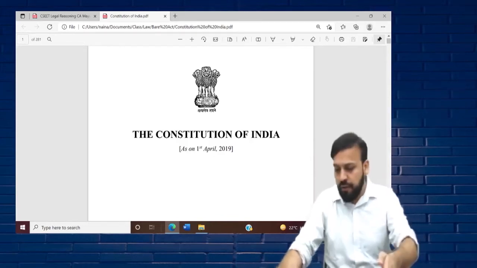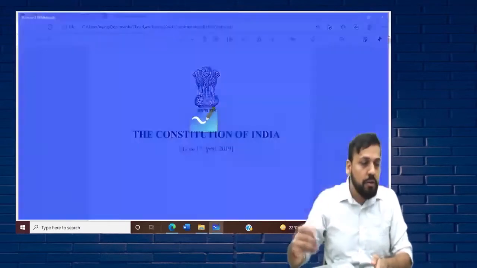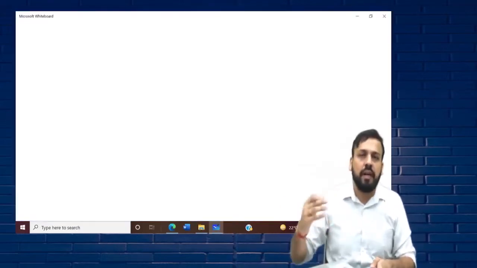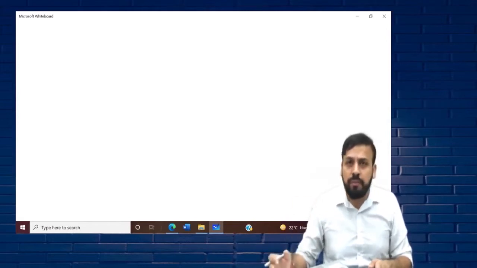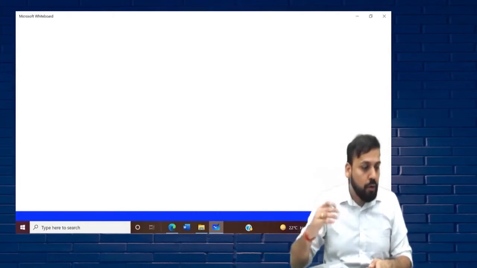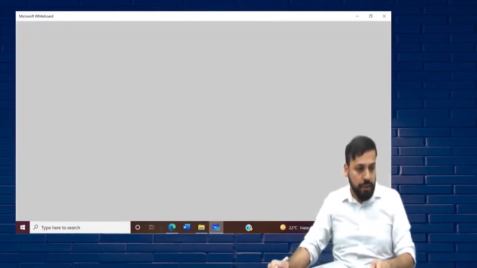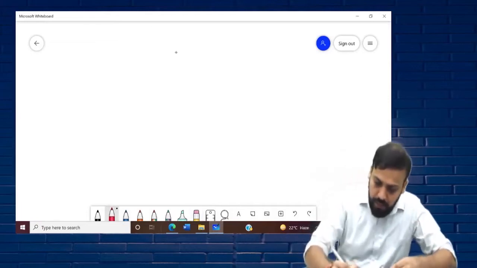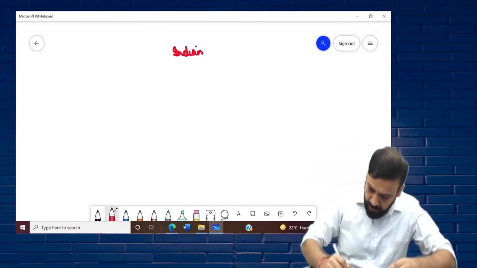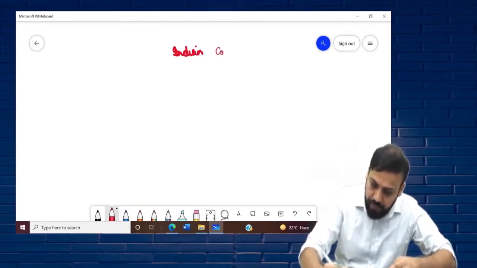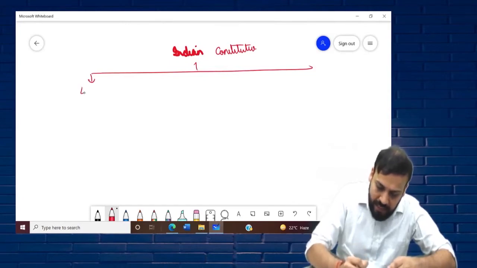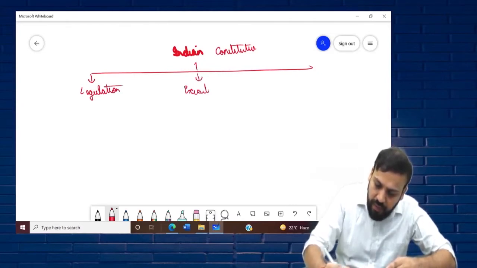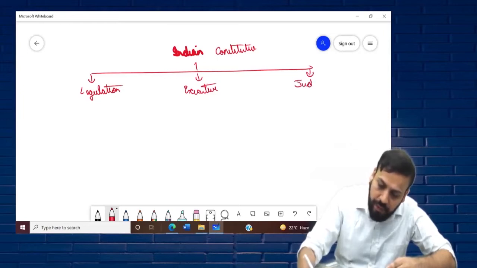There are three pillars of every country's constitution, and the Indian Constitution has majorly three. In fact, sometimes I talk about four pillars, but yes, three pillars are there. So what are the three pillars of the Indian Constitution? I'll give you an idea. Just hold on. Suppose this is the Indian Constitution, whereby the three pillars are: the first pillar is legislation, the second pillar is executive, and the third pillar is judiciary. Okay, these are the three pillars.